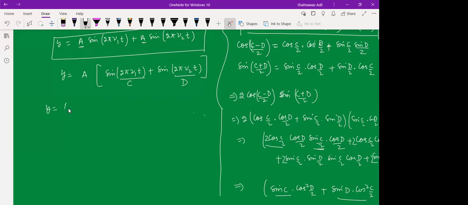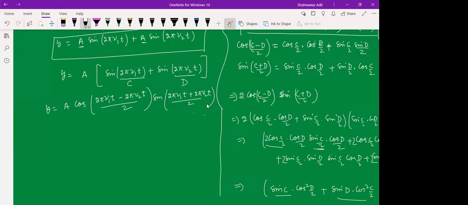So as you have told me, we will get 2 cos (C−D)/2, so this is (C−D)/2, and then sin (C+D)/2. Right.